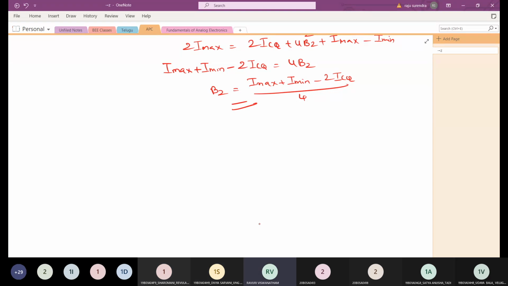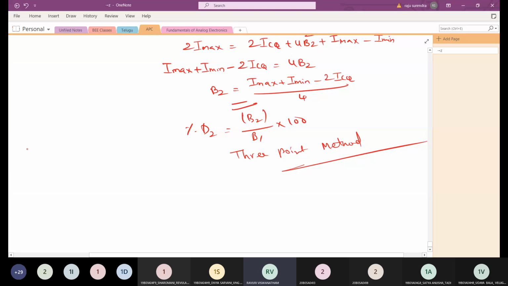If you want to calculate the distortion for the second harmonic, percentage of D2 is equal to, what is the formula? Modulus of B2 by fundamental B1 into 100. This method is called the 3-point method. We have identified 0, pi by 2 and pi. These are the 3 points: 1, 2, 3. All of you understood?